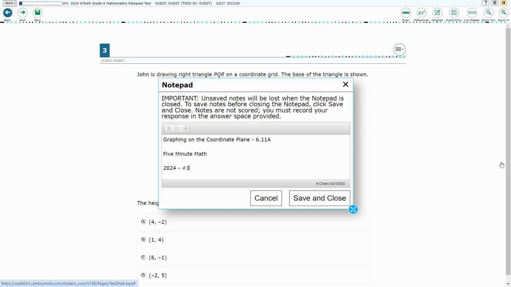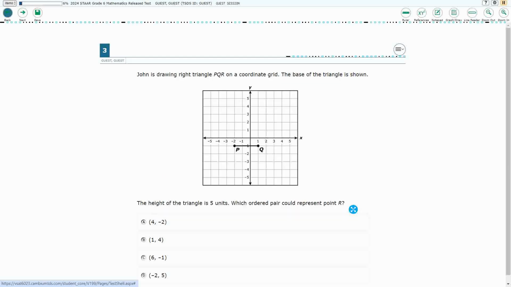Today we are looking at the 6th grade concept of graphing on the coordinate plane. This is standard 6.11a in the great state of Texas, and we are using item number 3 of the 2024 released STAAR test. If you haven't done so already, please go ahead and take a moment to pause the video, work this problem out on your own, unpause it, and we will look at our answers together.